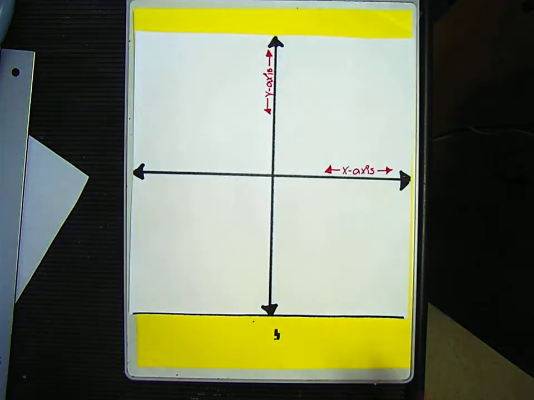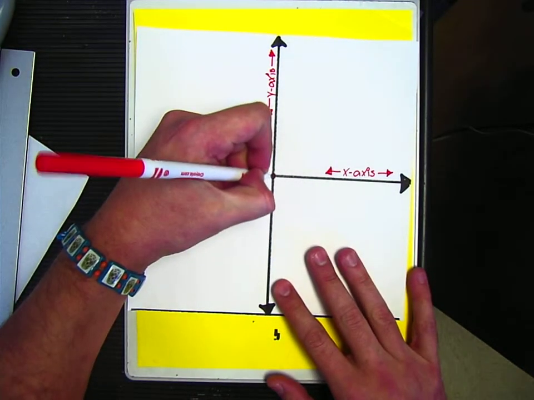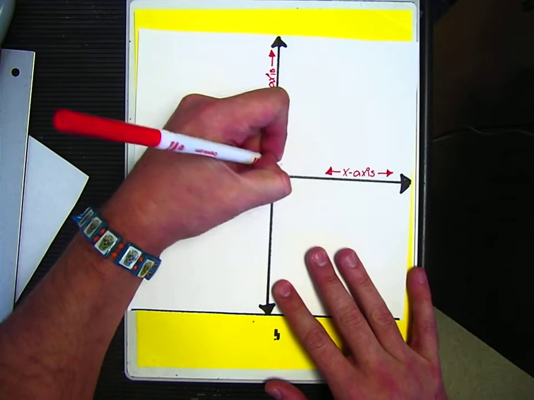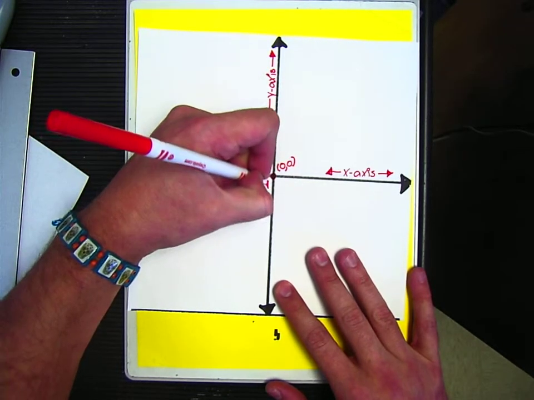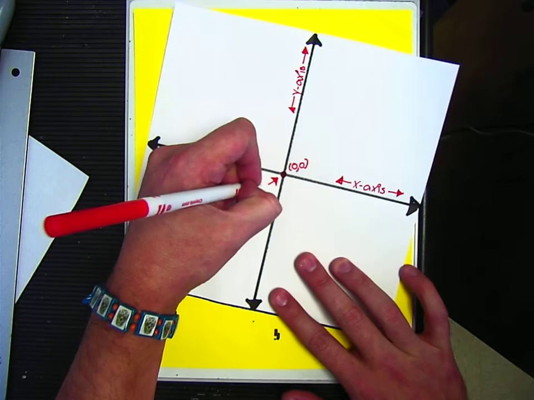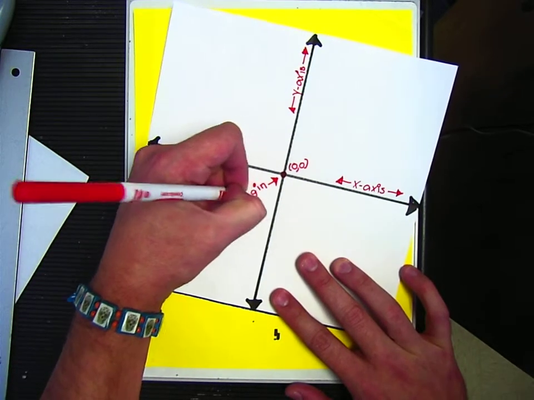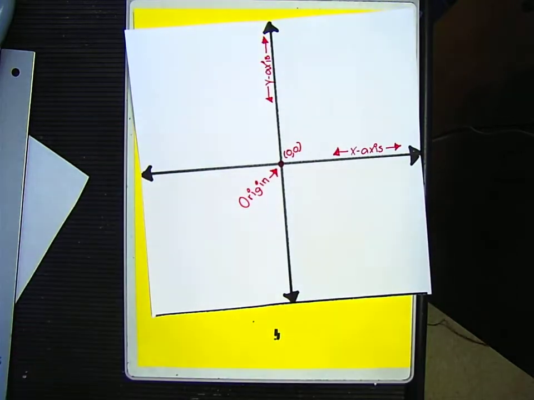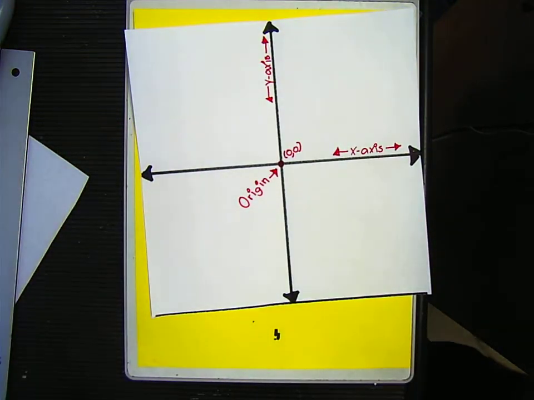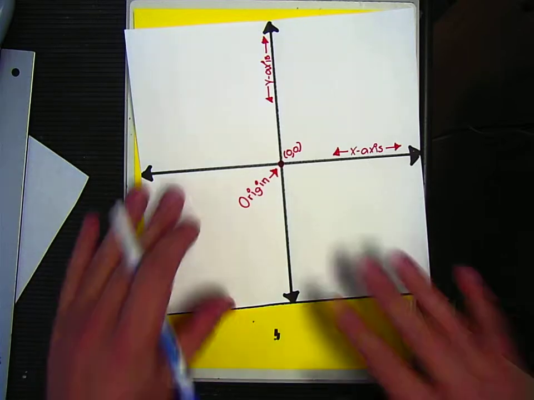Now the point where they meet here in the middle is called the origin. It is where the 0 of the x-axis and the 0 on the y-axis intersect. So we'll go ahead and label that as well. Origin.